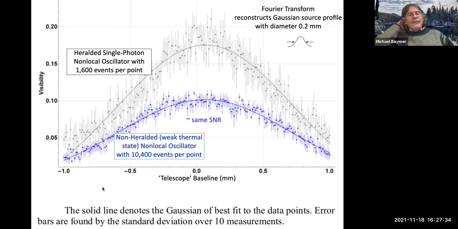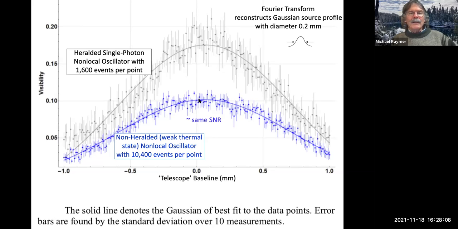Now, here's what happens if we turn off the heralding. When you turn off the heralding, you simply don't look at that heralding detector. And now what happens is your local oscillator pulse may contain 1, 2, or 3 photons. It might even contain 0 photons, in which case you would see interference if there were 2 photons from the star. So all those noise events or impediments change the result.